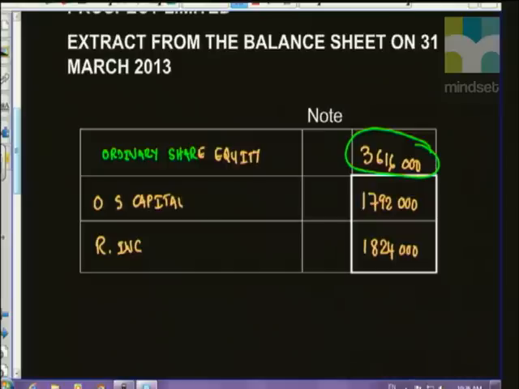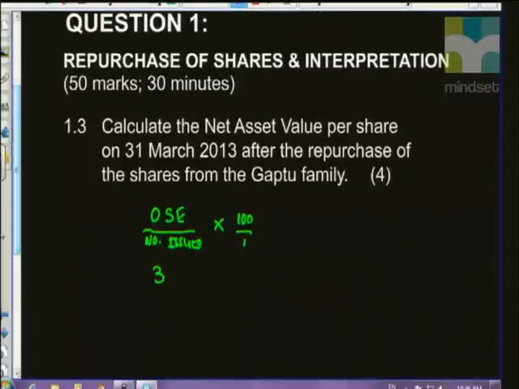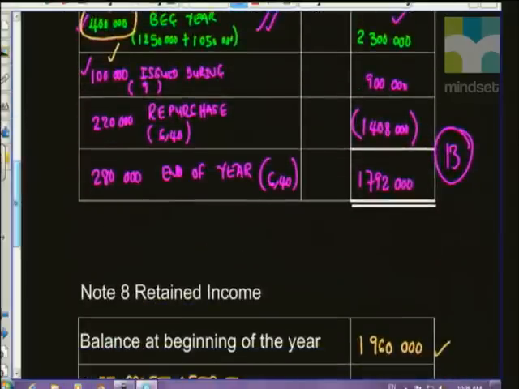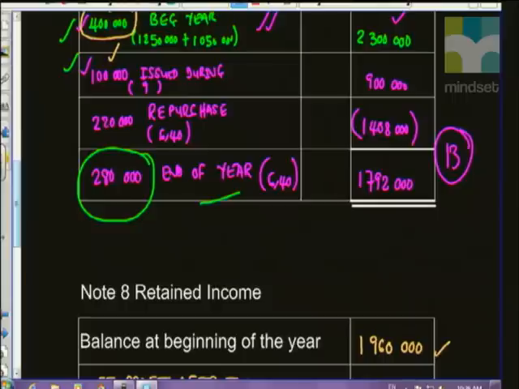3,616,000. Okay, so 3,616,000, which is my ordinary shareholders' equity, divided by, do you recall the number of shares that we have issued, is 280,000. Again, this comes from your note, your shares at the end of the year. Let me show it to you. There it is, 280,000 shares at the end of the year. Remember, because we had 400,000, we sold 100,000, and then we repurchased 220,000.